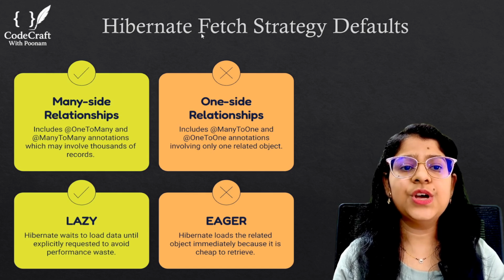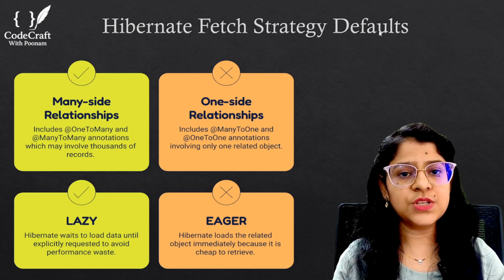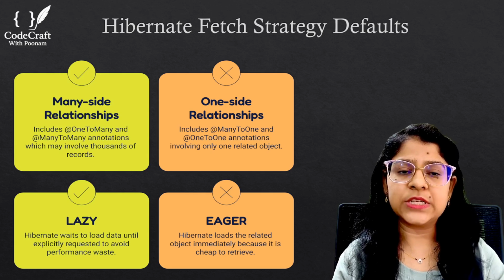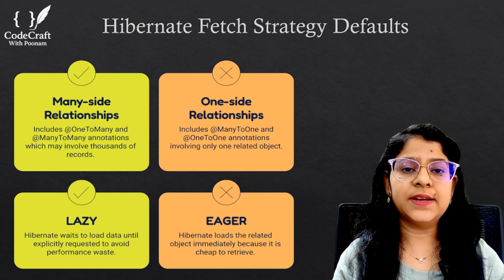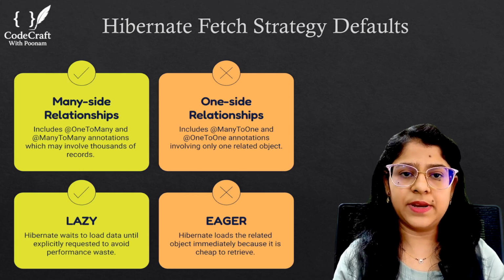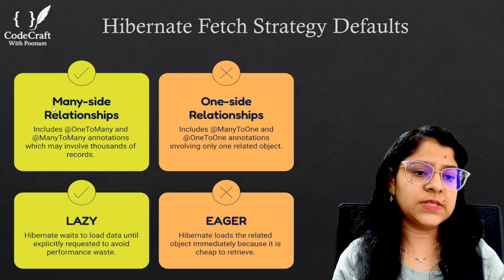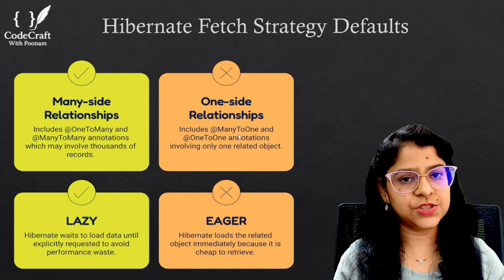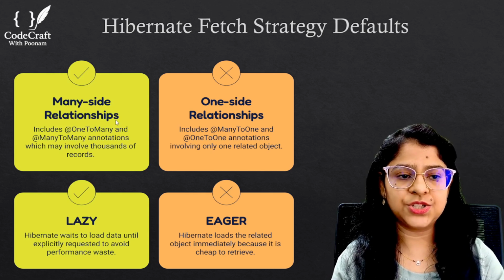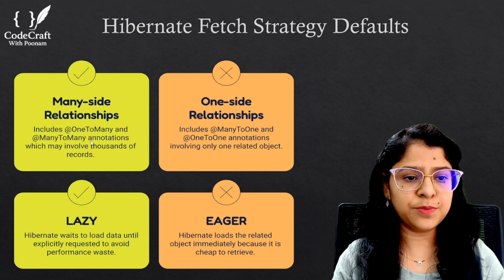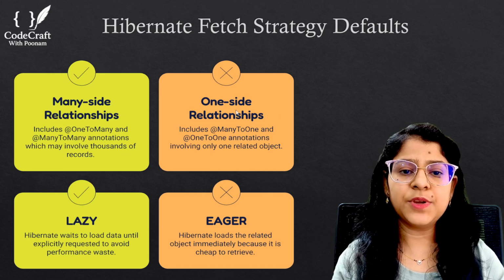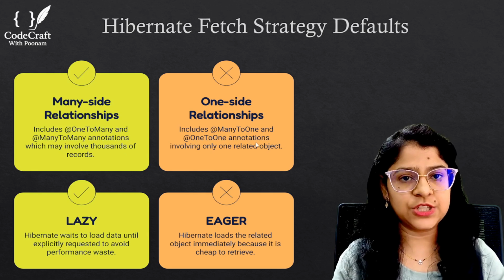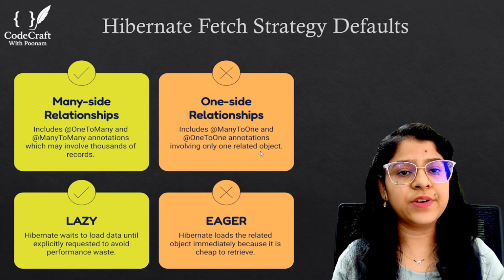Now coming to Hibernate fetch strategy defaults. By default we have 4 annotations: @OneToOne, @OneToMany, @ManyToOne, and @ManyToMany. Here we see the many side relationships and one side relationships. Many side relationships include the @OneToMany and @ManyToMany annotations, which may involve thousands of records. Whereas one side relationships include the @ManyToOne and @OneToOne annotations, which involve only one related object.